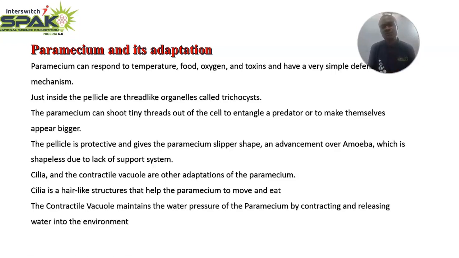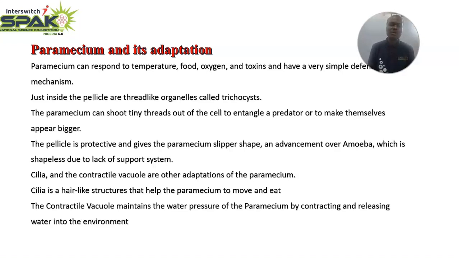Now, let's look at a few adaptations of paramecium. Paramecium have some adaptations. They have a contractile vacuole, which helps them to eject excess water, because one of the problems confronting them in a freshwater habitat is how to get rid of excess water from the system. And they also have cilia, which help them to move from one place to another. They have a pellicle that gives them structure and shape. Of course, that is why they are not shapeless like their near relative, protists like amoeba, which does not have a shape.